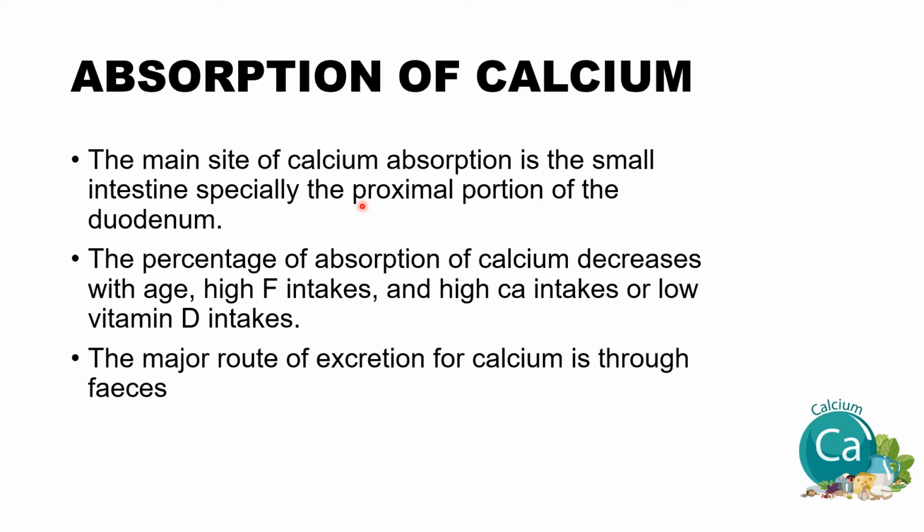So, doon siya, when we say proximal, sa may likod na portion ng duodenum. So, doon yung pag-absorb. Pero yung duodenum, it is still a part of the small intestine. So, laging tatandaan yon, yung three parts ng small intestine. You have duodenum, jejunum, at saka ileum.